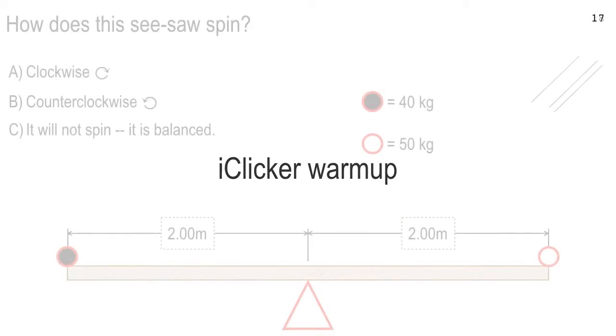Let's keep going. Let's do another iClicker question. Go ahead and turn on your iClicker. This one's going to be multiple choice, so just turn it on, and we'll do a clicker question together. And let's see.